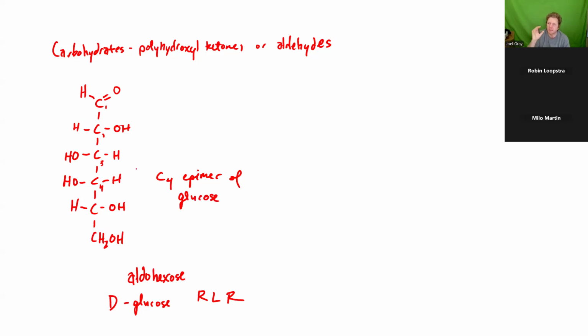Okay, so anytime you see a hydroxide group on the opposite side of that D sugar, it's going to be the epimer of a reference sugar. So I'm referencing glucose. This is the C4 epimer of glucose.